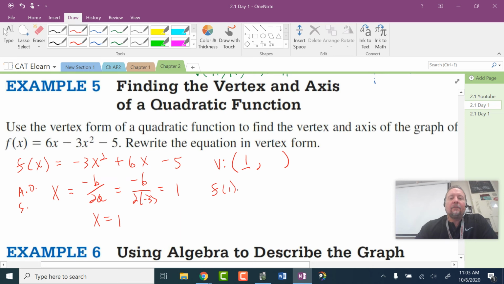Absolutely. Input, output. That's why I've been saying it all year long. It happens so many times when you're talking about graphing and getting coordinates. Go ahead and evaluate that. What do I get for the y coordinate?